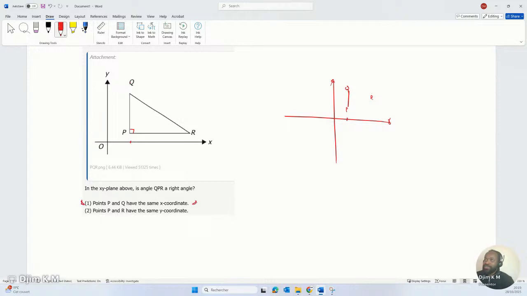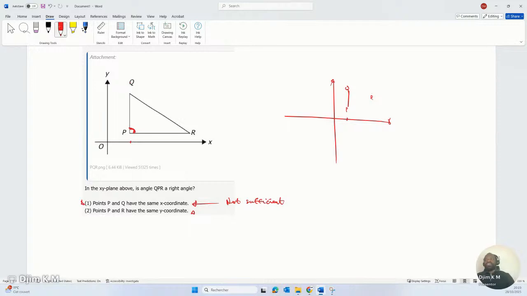So this first condition alone is not sufficient because we don't know the coordinates for R. Because we're looking to find out if this here is a right angle.